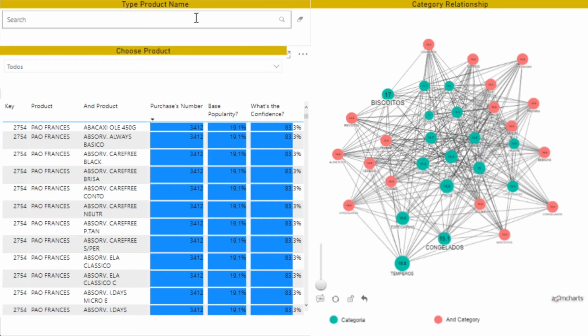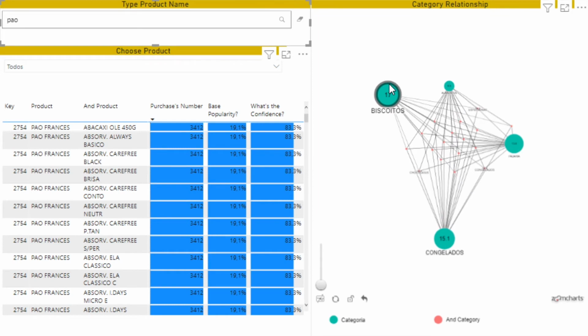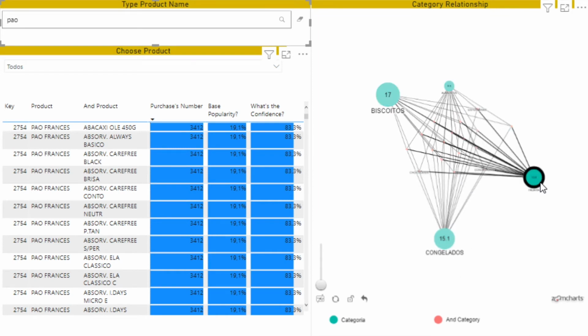Then let's see some analysis here. I am going to type the product name here. I am writing here pão, which translated in English is bread. And here I can see the three categories that are related.